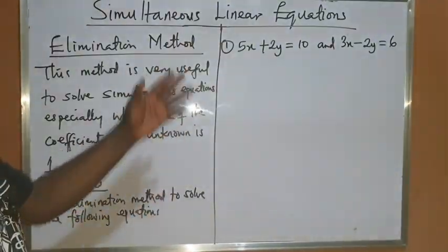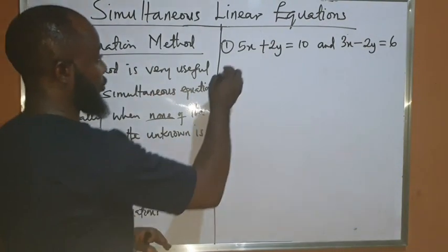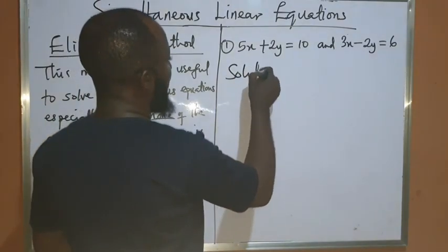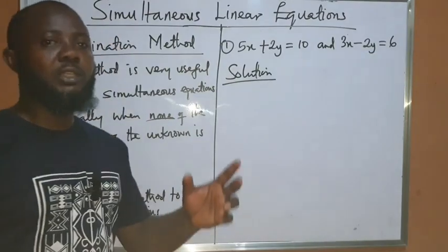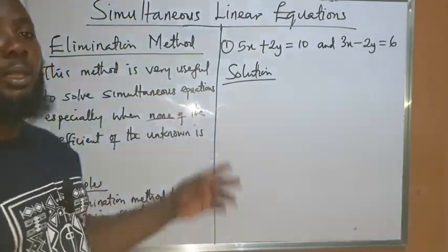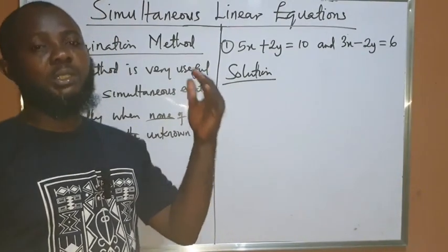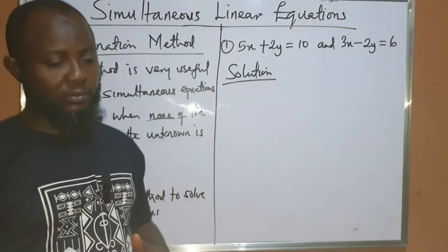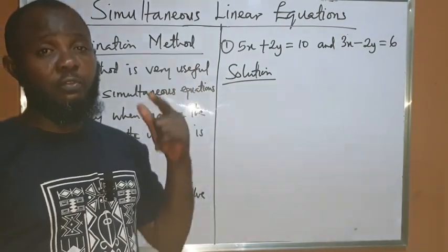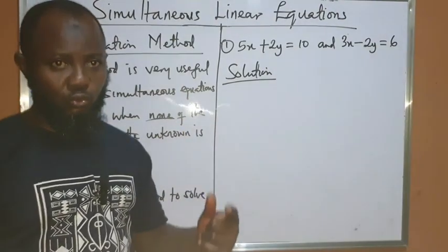So in this case, we have this example. Use the elimination method to solve the following equations. This is the first one. So let's see how we're going to use it. Now, one thing you need to know here is that for the elimination method to be useful, another condition is that one of the variables must have the same coefficient in the two equations. I repeat again, one of the variables must have the same coefficient in the two equations.